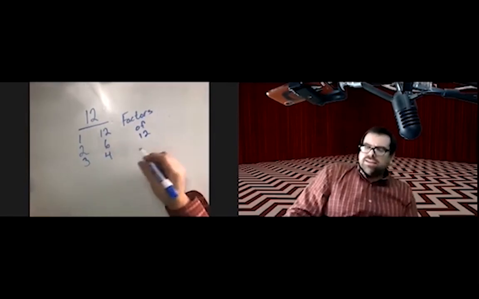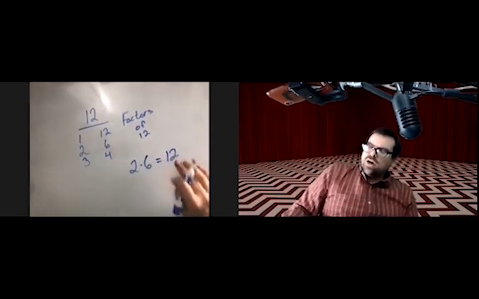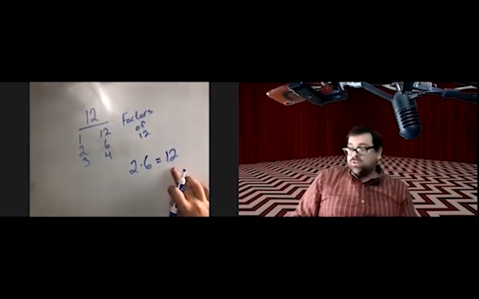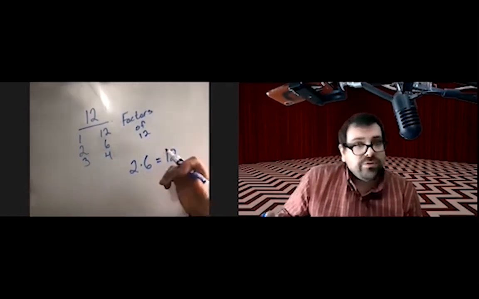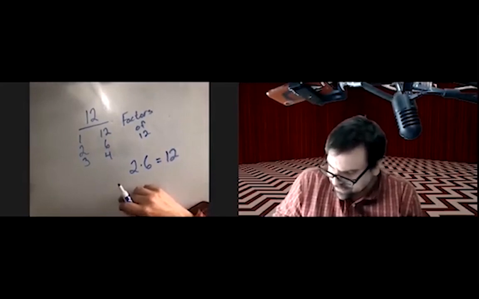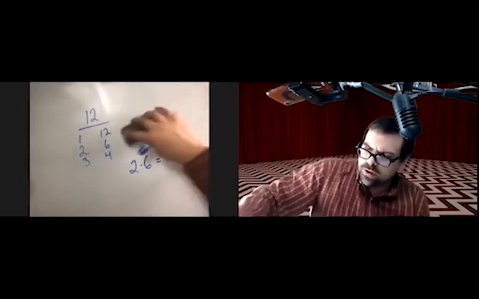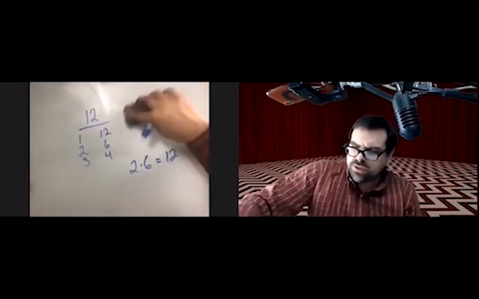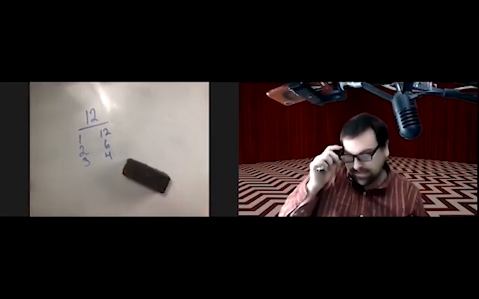This comes from the fact that, for instance, in the multiplication problem, 2 times 6 equals 12. 12 is called the product, and 2 and 6 are called factors. We deal with factors a lot when we're talking about reducing fractions.